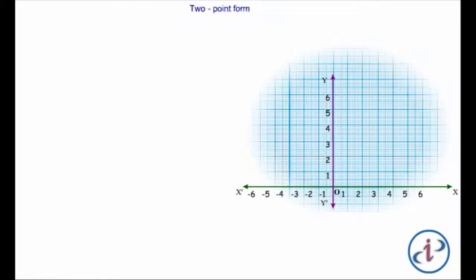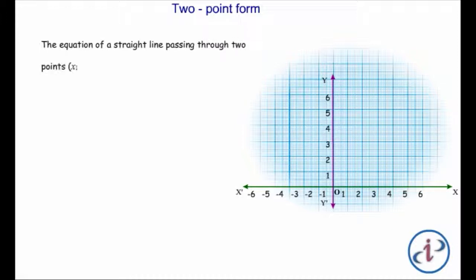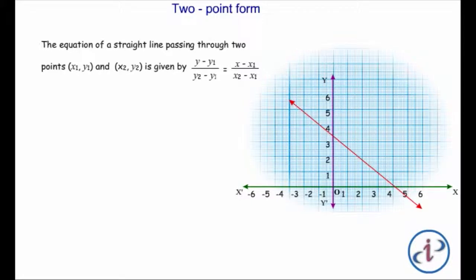We shall now look at the equation for the two-points form. The equation of a straight line passing through the two points (x1, y1) and (x2, y2) is (y - y1)/(y2 - y1) = (x - x1)/(x2 - x1). Let L be the given straight line that passes through the coordinates A (x1, y1) and B (x2, y2). Then the slope of the straight line is given by m = (y2 - y1)/(x2 - x1).